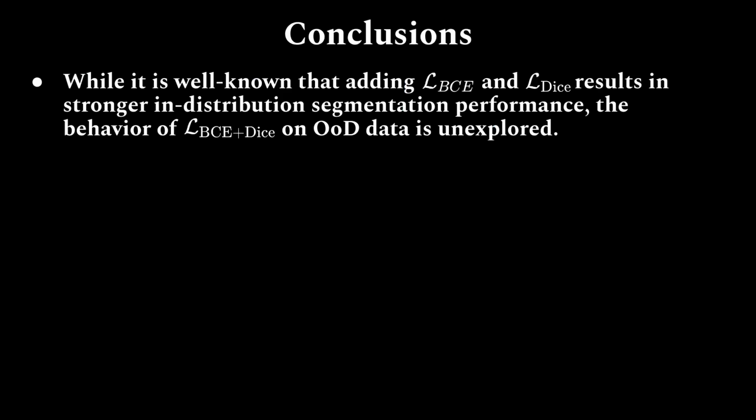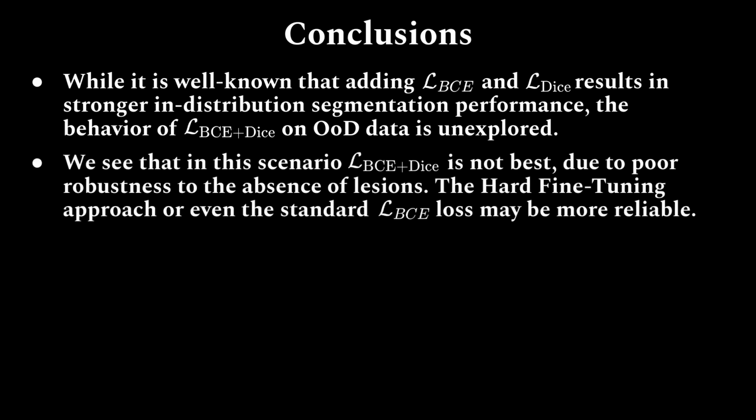So just for concluding this presentation, it's known that the BCE and the DICE score losses are good for in-distribution segmentation, but the behavior of combinations of these loss functions has not been so much explored in the literature, so we wanted to do that for lesion segmentation. We saw that when there's OOD data, then BCE plus DICE, which is very popular in competitions, might not be the best choice because there's not so much robustness here. In this case, it would be best to use the hard fine-tuning approach or even the standard binary cross-entropy loss.